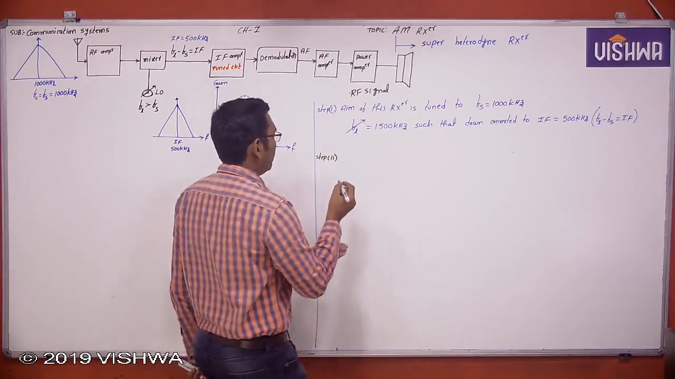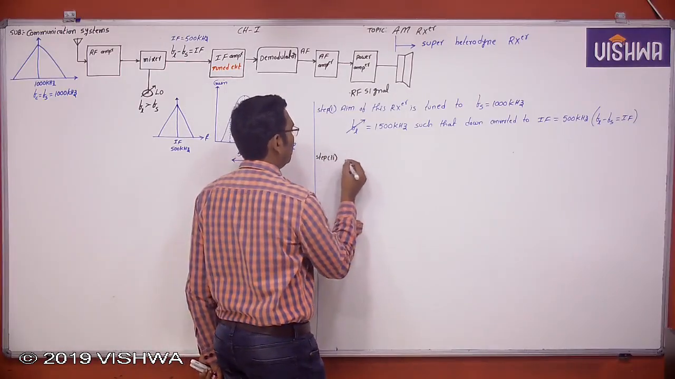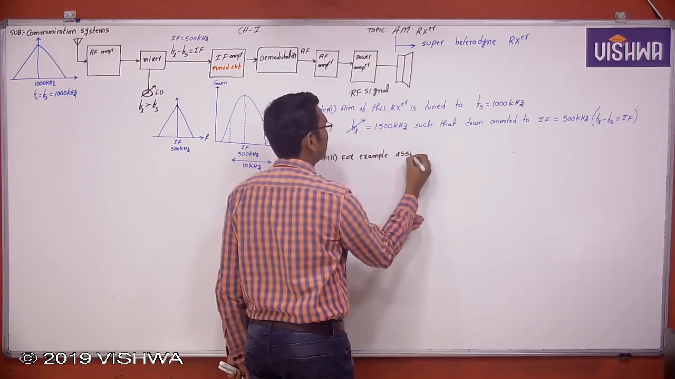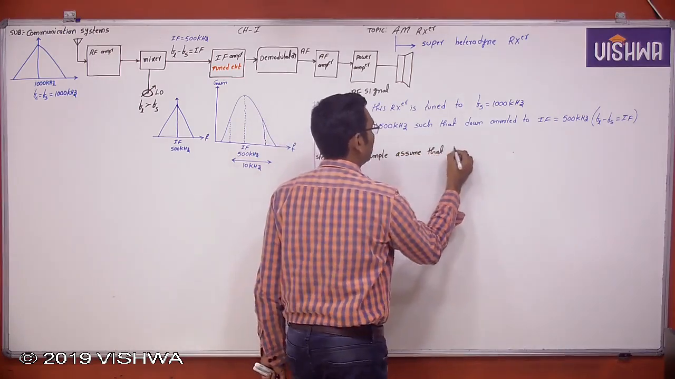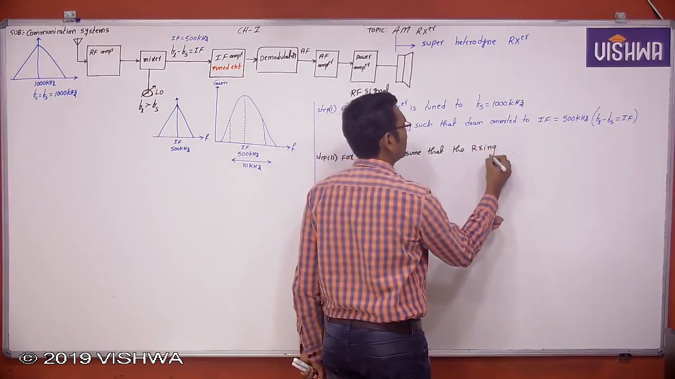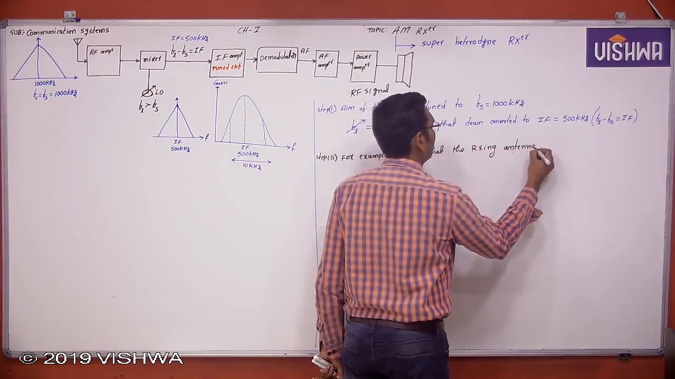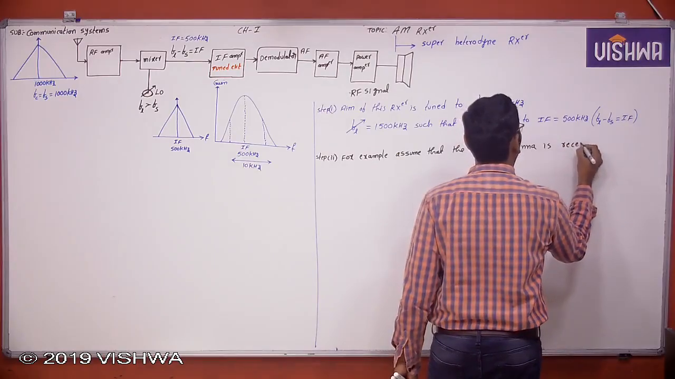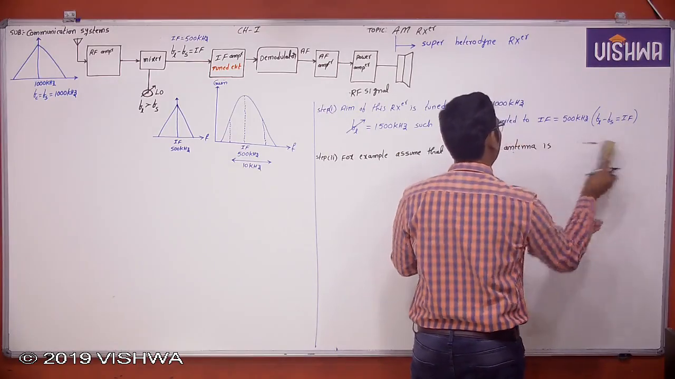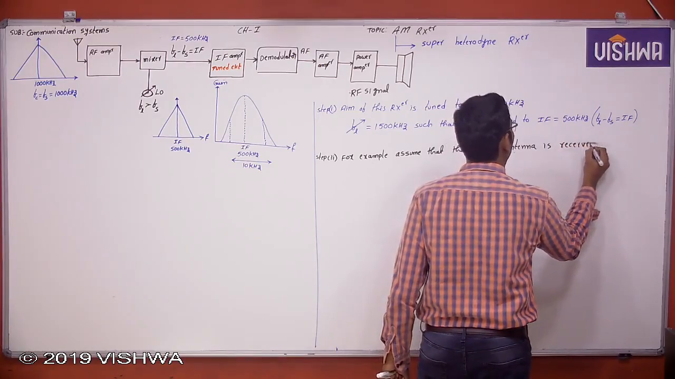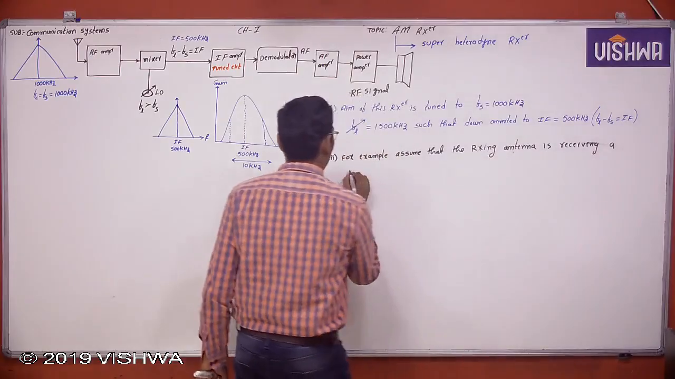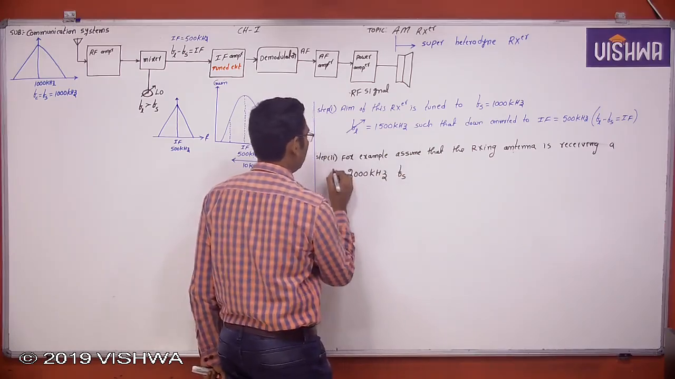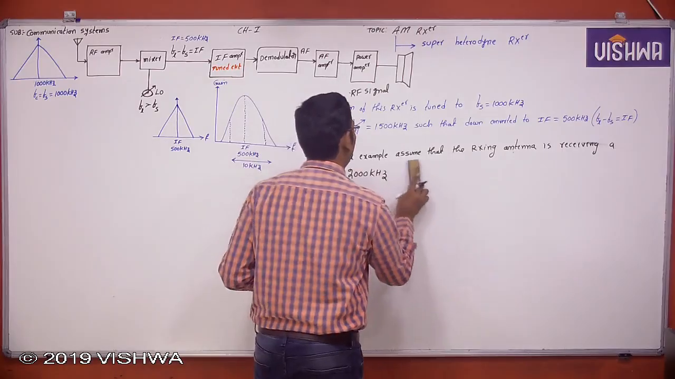Okay, now for example, assume that the receiving antenna is receiving a 2000 kilohertz signal, which means Fs is equal to 2000 kilohertz.